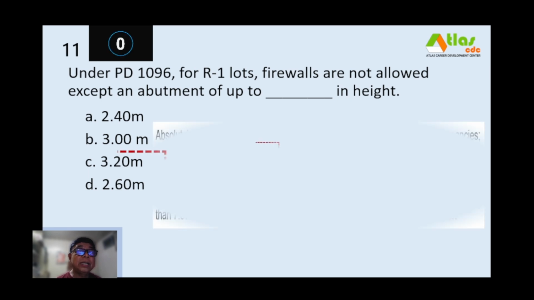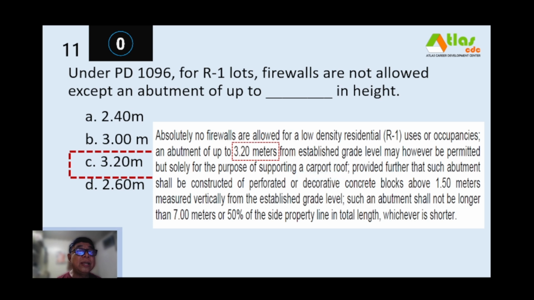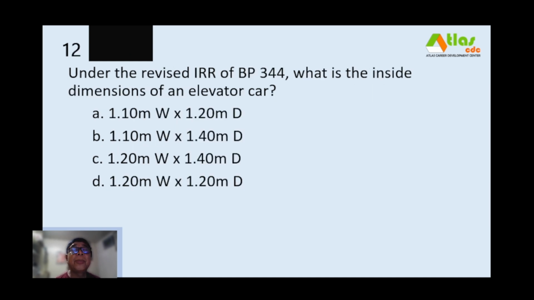And our correct answer is letter C, 3.20 meters. So absolutely no firewalls are allowed for a low density R1 uses or occupancies. An abutment of up to 3.20 meters from established grade level may however be permitted, but solely for the purpose of supporting a carport roof, provided further that such abutment shall be constructed of perforated or decorative concrete blocks above 1.50 meters, measured vertically from the established grade level. Such an abutment shall not be longer than 7 meters or 50% of the side property line in total length, whichever is shorter.